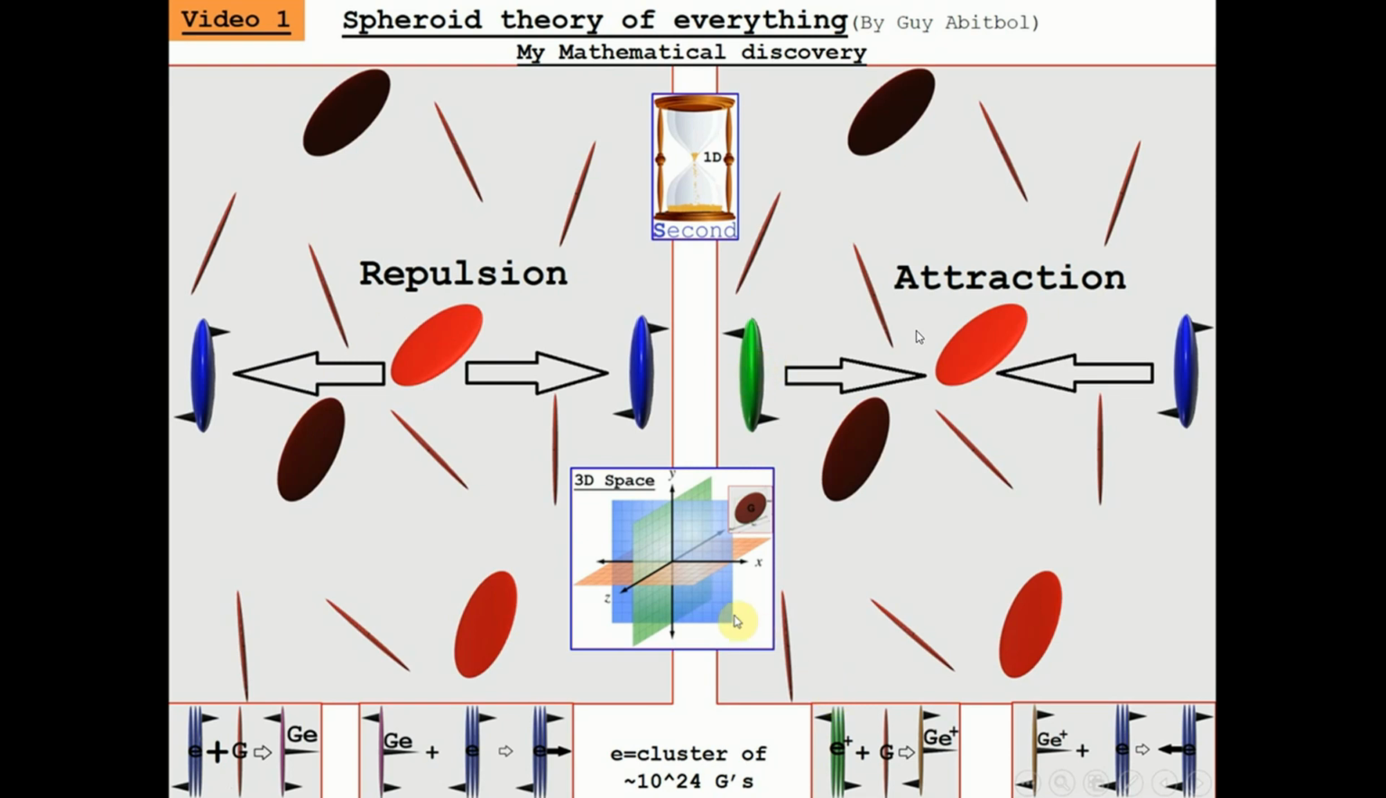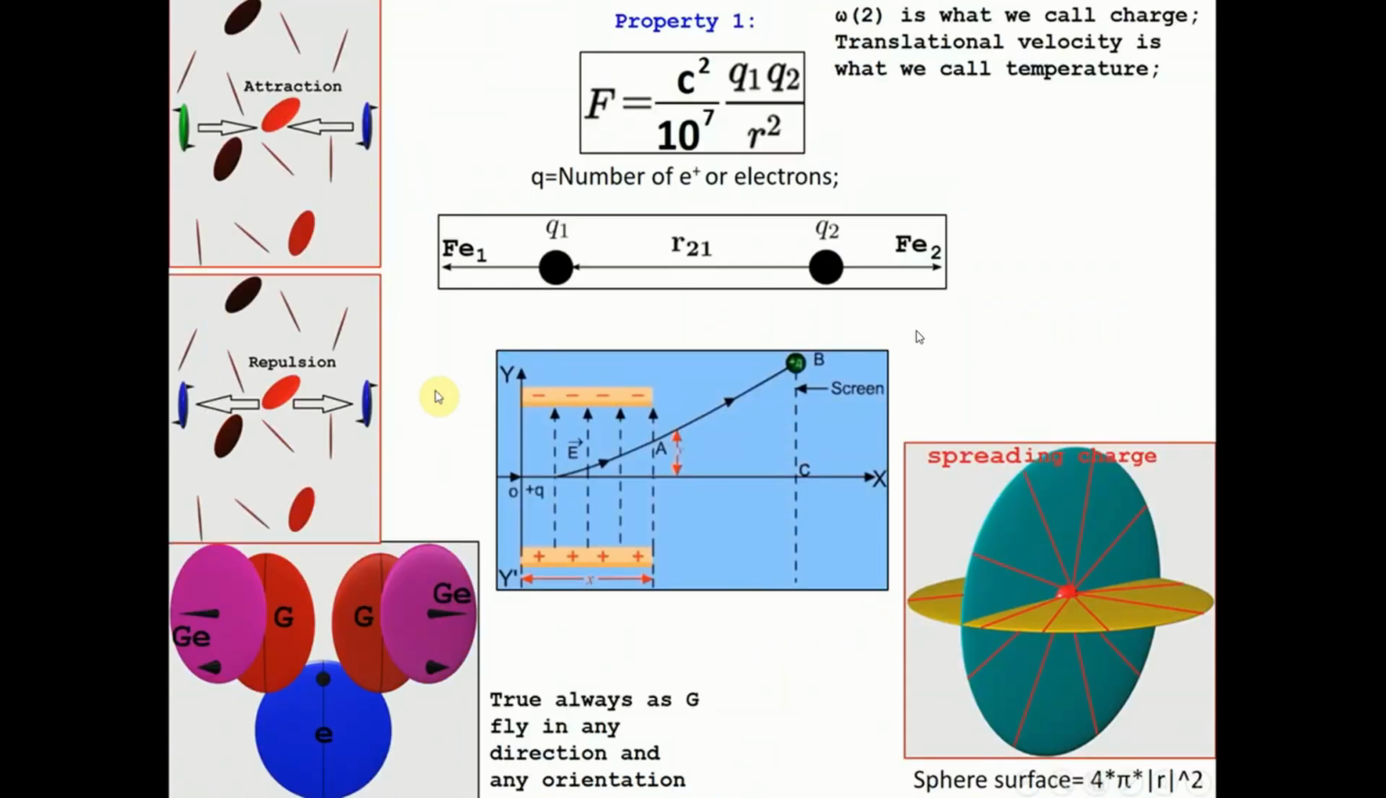We will notice that the green particle is what we call the positron, and the blue particle is what we call the electron. And what we call charge is actually the angular velocity about the y-axis of this particle. Much as translational velocity is just what we call temperature.